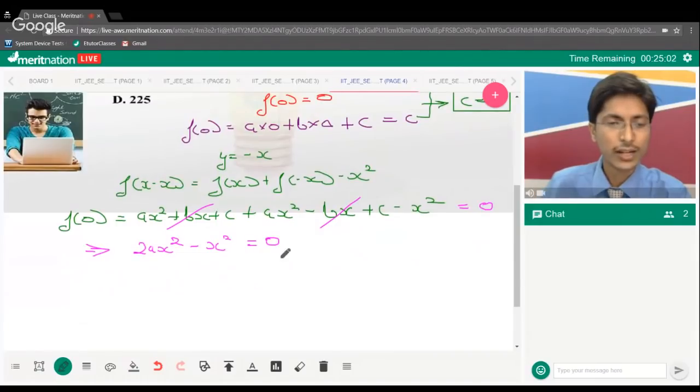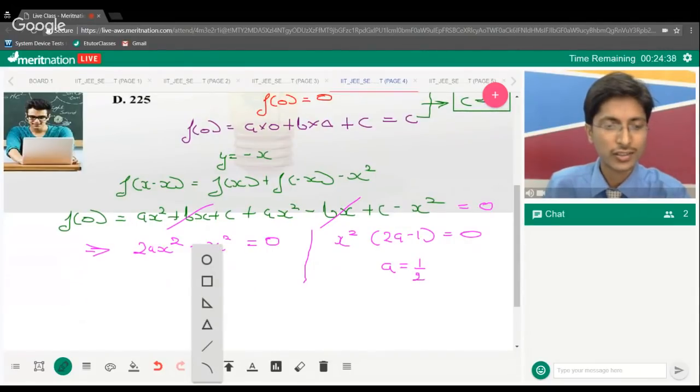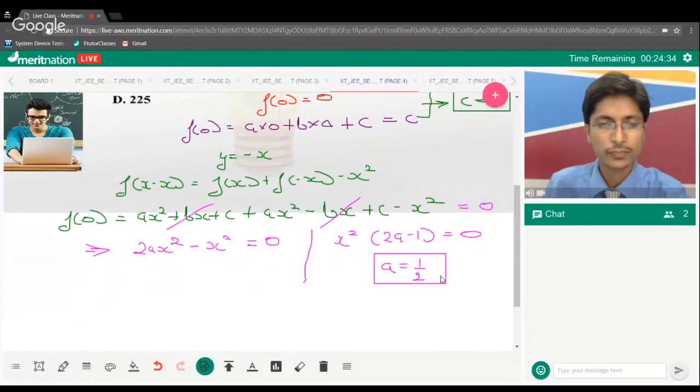Now if I try to solve this, what will I be getting? I'll take x square as common and I'll be getting 2a minus 1 equals to 0. So basically 2a minus 1 equals to 0, so a will be equal to 1 by 2. We have got another value with us, that is a equals to 1 by 2.